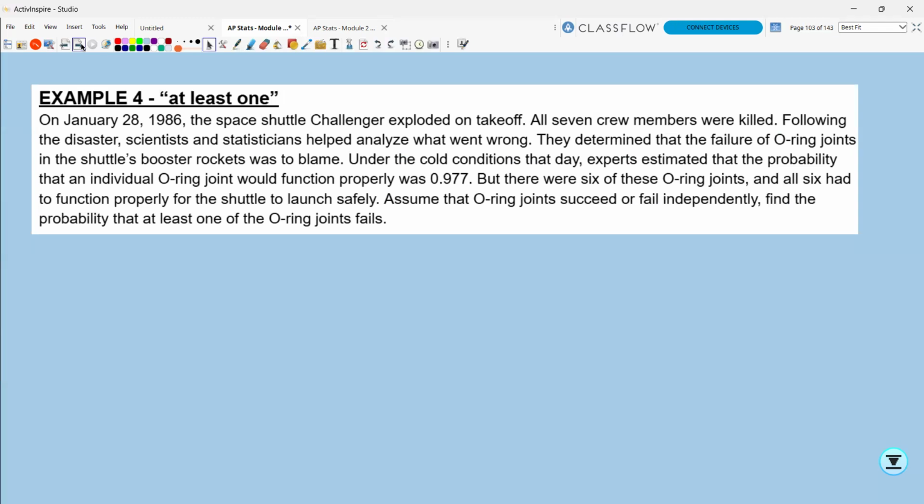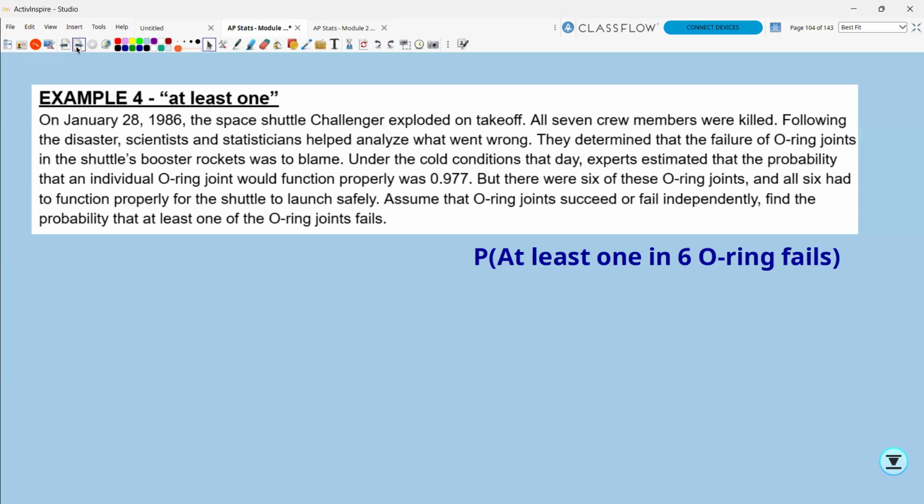Under the cold conditions that day, experts estimated that the probability that an individual O-ring would function properly was 0.977. But there were 6 of these O-ring joints, and all 6 had to function properly for the shuttle to launch safely. Assume that O-ring joints succeed or fail independently. Find the probability that at least one of those O-ring joints fails.